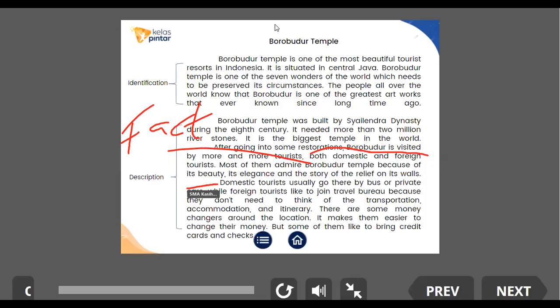And it was admired because of its beauty. Kenapa sih banyak orang ke Candi Borobudur? Oh, karena keindahannya, its beauty and its elegance, kemewahannya atau keagungannya, and the story of the relief. Dan kalau kita lihat di dindingnya, di permukaan candinya itu ada story, the story of the relief, okay.